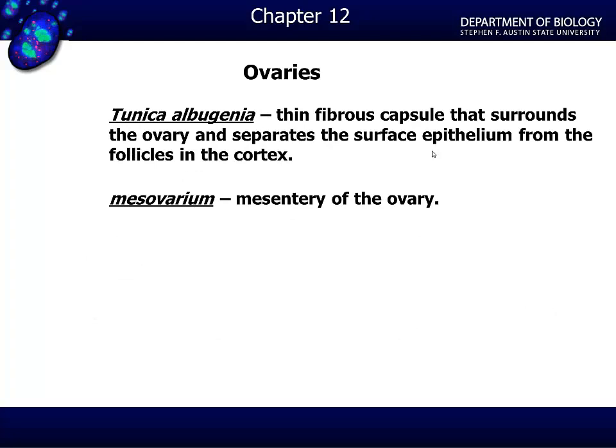Now we do see we have a tunica albuginea. This is going to be a thin capsule. This is not as diagnostic as what we see in the male testes, much less pronounced here, much deeper. And the mesovarium, this is going to be the mesentery that suspends the ovary back to our formerly mesonephric tissue.